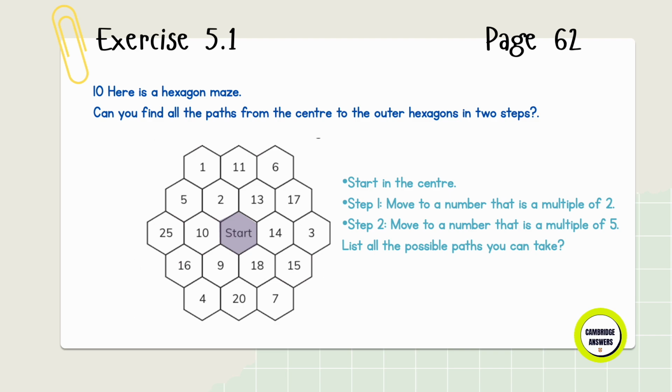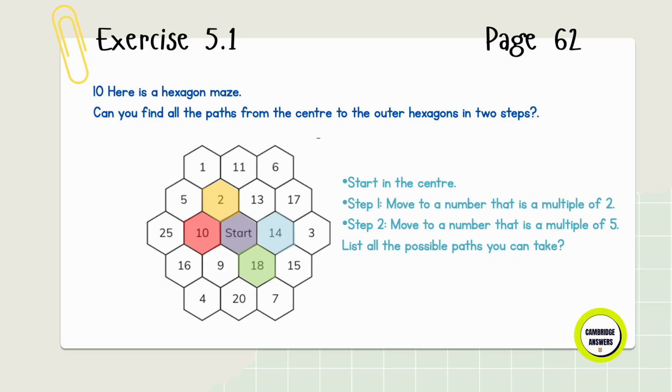Let's figure out all the possible paths. So first, look at the hexagons around Start. We see 2, 10, 14, and 18. All of these are multiples of 2. Let's try them out one by one.